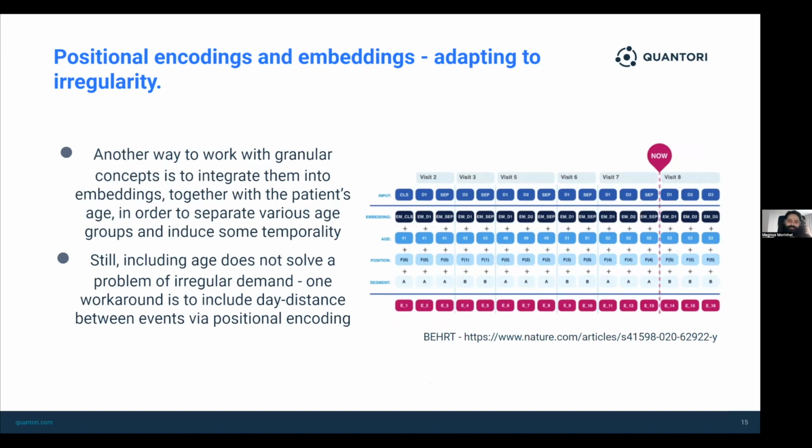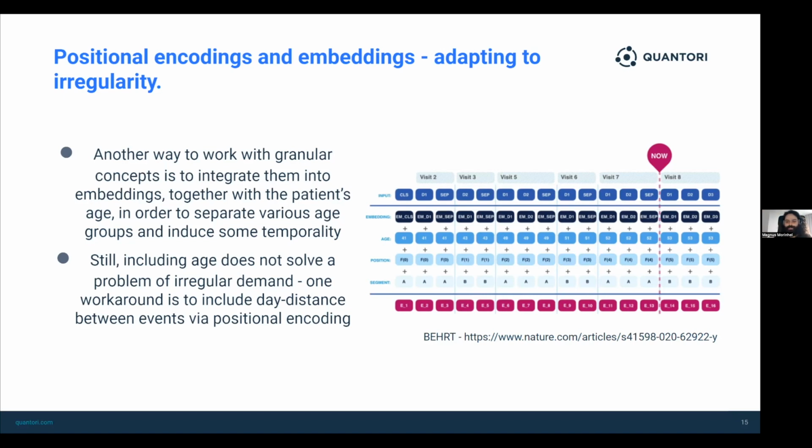But if we continue the idea, what we can try to do is integrate the age of people in there, as they do in BERT. They try to at least add some temporality, but they don't handle these differences in how often or how sparse the visits are. So that's what we plan to do. We try to include date distance between events via positional encodings.